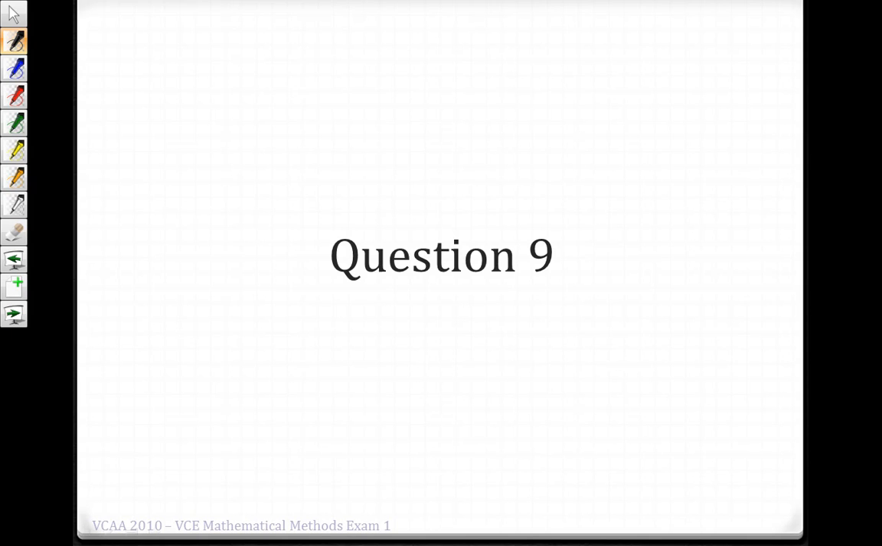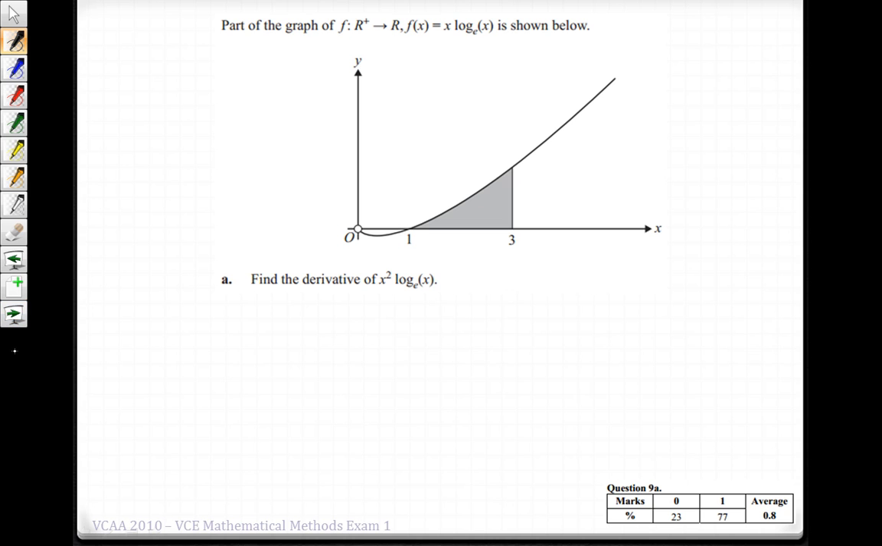Okay, so next up we have question 9. Part of the graph of f, which is the reals positive mapping to reals for the function f of x equals x log e to the x, is shown below. First up, we're asked to find the derivative of x squared log e to the x.